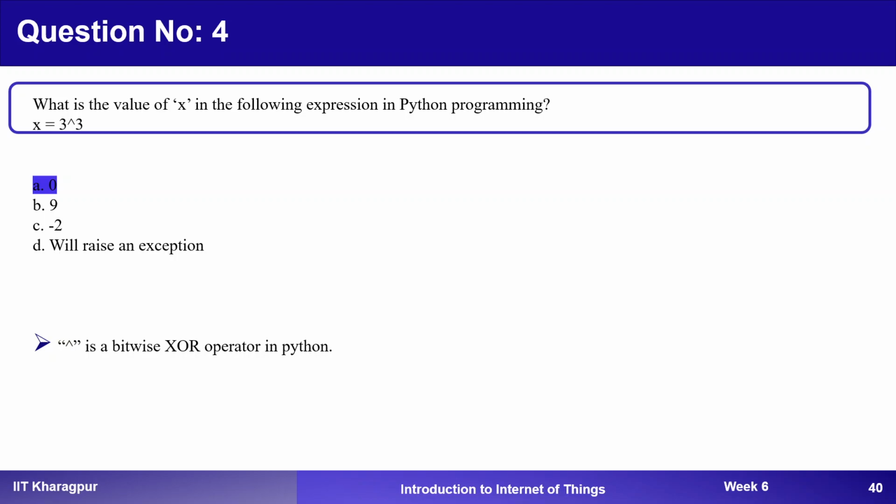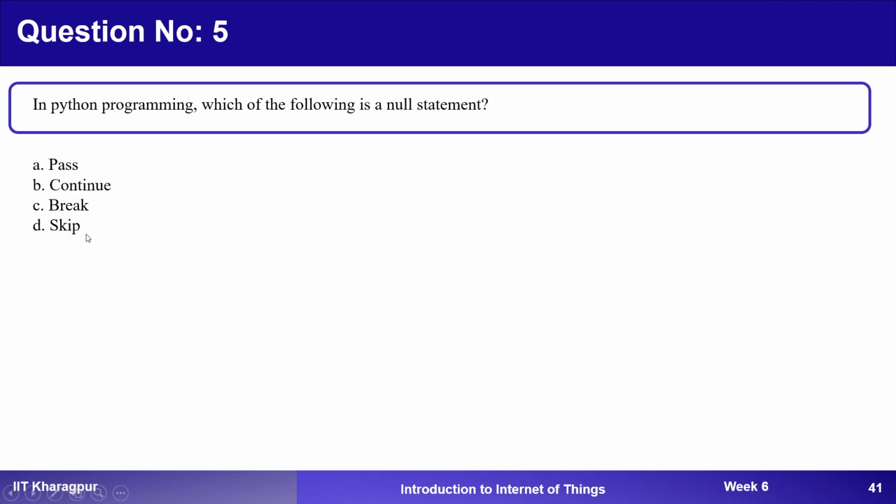Question number 5 is, in Python programming, which of the following is a null statement? Pass, continue, break, skip. Pass, ma'am. Right. Next question is, which of the following is an unordered data type in Python? Options are list, dictionary, both list and dictionary. Last one is tuple.